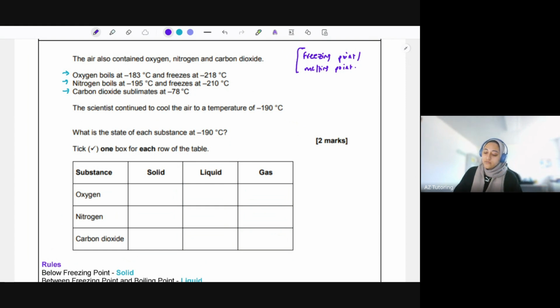So it says here, they've given us certain facts about when they boil, when they freeze, when they sublimate. The scientists continue to cool the air to a temperature of minus 190 degrees Celsius. And I want to know the state of each of these three at minus 190 degrees Celsius.